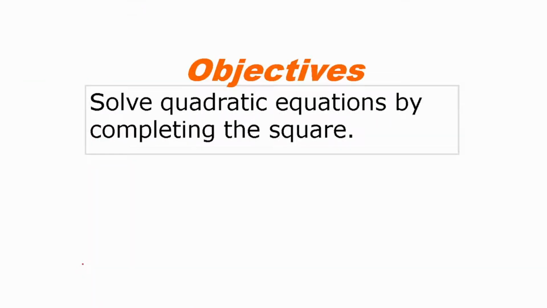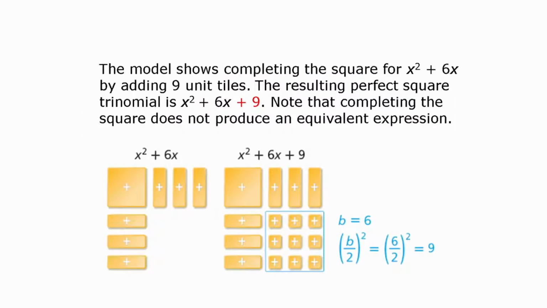So that's our old skills. That was a warm-up. Now let's get into what we're actually doing today. We want to solve equations by completing the square. But what is completing the square, right? So the model shows completing the square for x squared plus 6x. And it's literally completing a square, as you could see in the picture down below. By adding 9 unit tiles, the resulting perfect square trinomial is x squared plus 6x plus 9. Note that completing the square does not produce an equivalent expression, right?